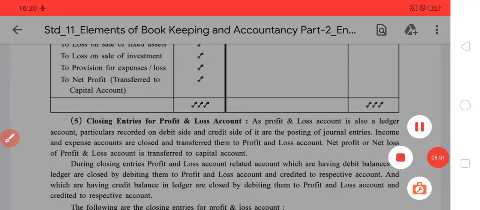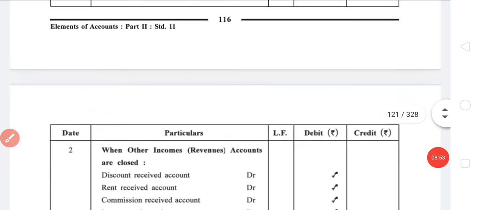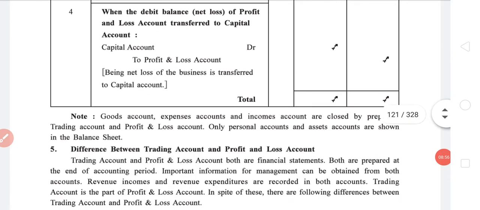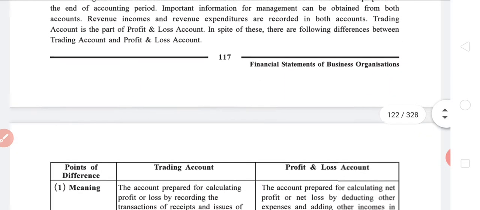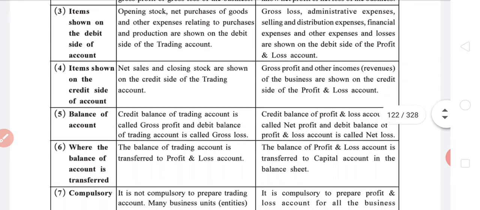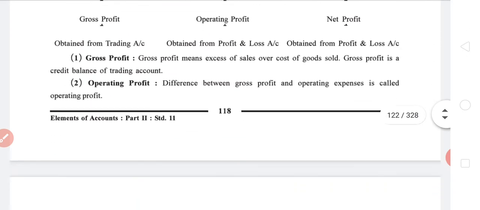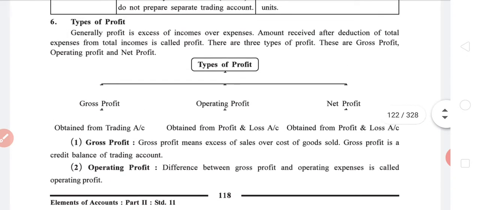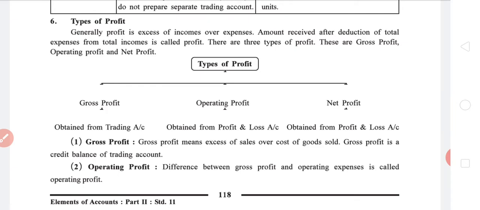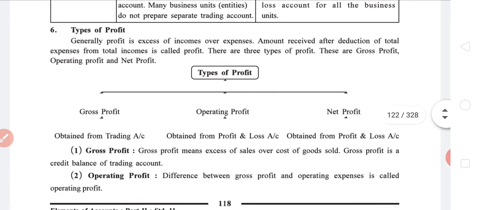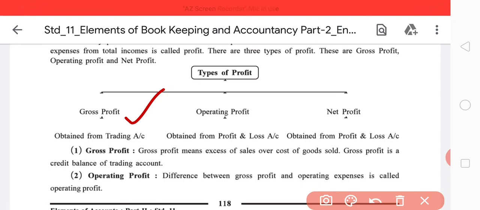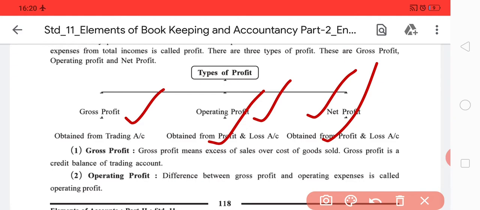Let's see one sum which is based on this. There are certain general entries, you need to read them out, okay? And what is the difference between profit and loss account and trading account? Just read, it is not going to come in exam. Now we have three types of profit. One is gross profit which we obtain from trading account, other is operating profit, and the third one is net profit. This is obtained from profit and loss account, and net profit is also obtained from profit and loss account.